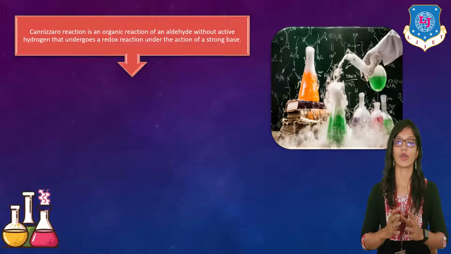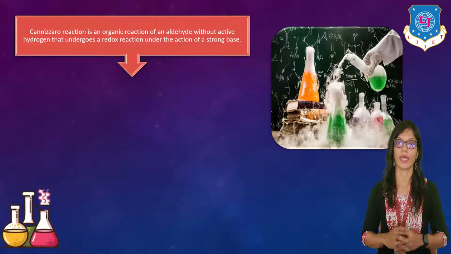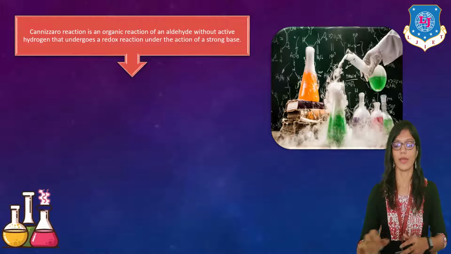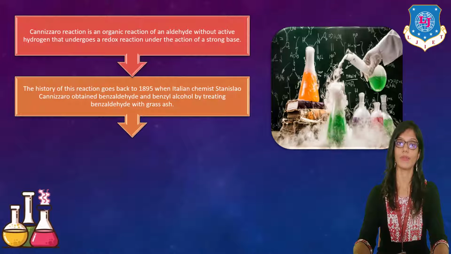The Cannizzaro reaction is an organic reaction of an aldehyde without active hydrogen that undergoes a redox reaction under the action of a strong base. So it basically involves the reaction of an aldehyde, but here the aldehyde contains no active hydrogen. Generally, we have different types of hydrogens in our functional group, and here we use the inactive one.